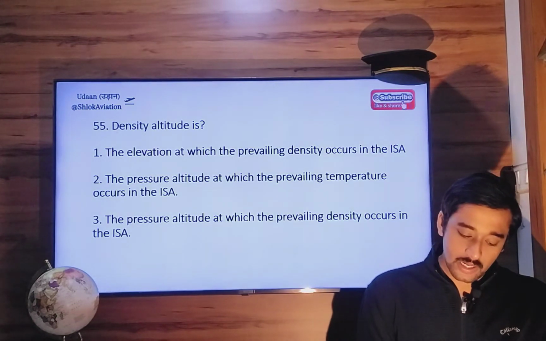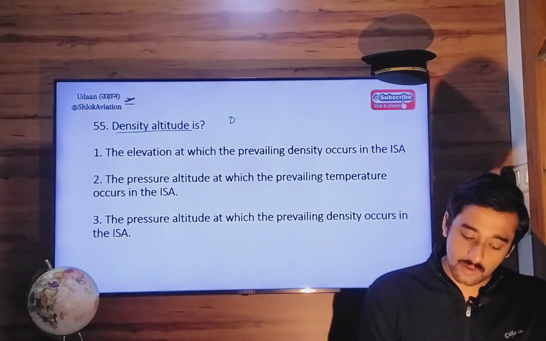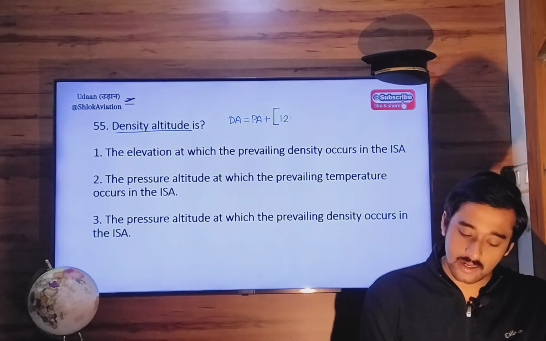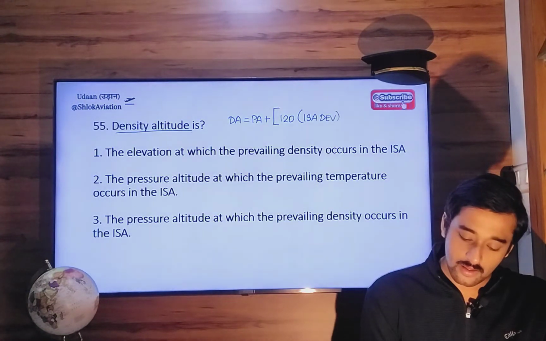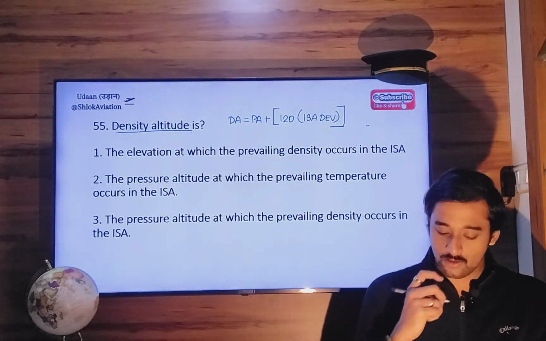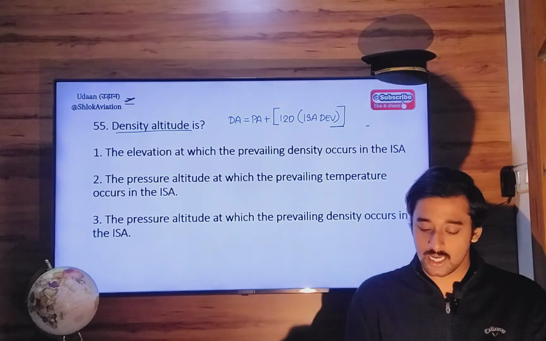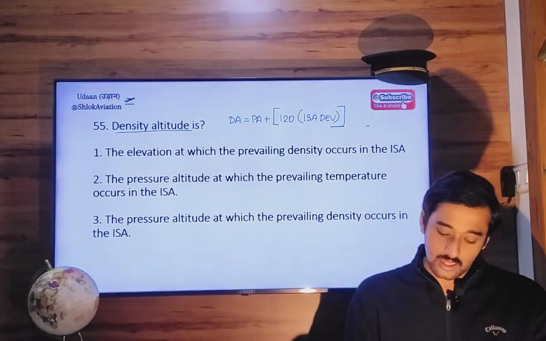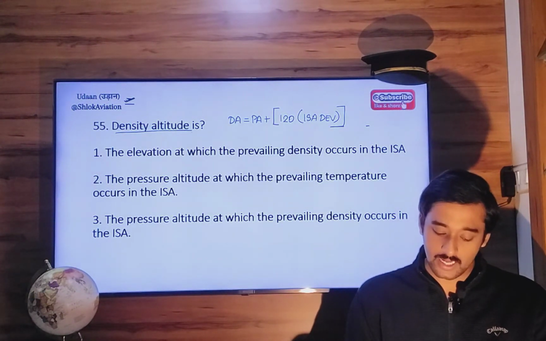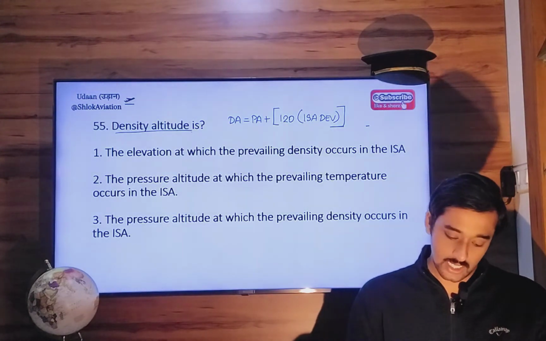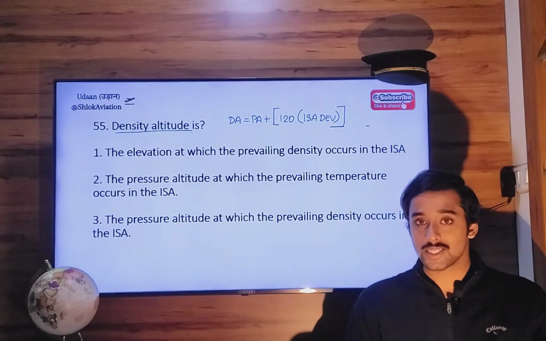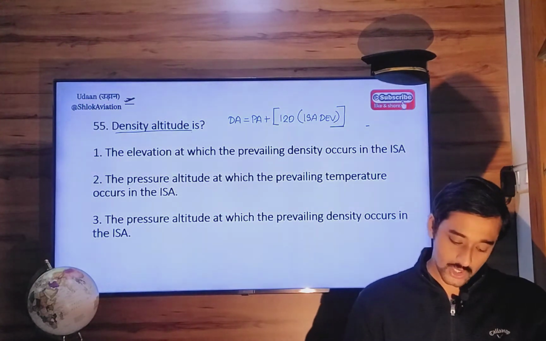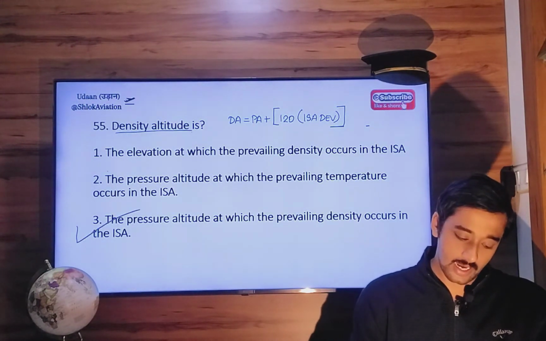Now density altitude is what? Density altitude is nothing but pressure altitude corrected for non-standard temperature, meaning ISA deviation. So the elevation at which the prevailing density occurs in the ISA, the pressure altitude at which the prevailing temperature occurs in the ISA, the pressure altitude at which the prevailing density occurs in ISA. So it can be pressure altitude and elevation.